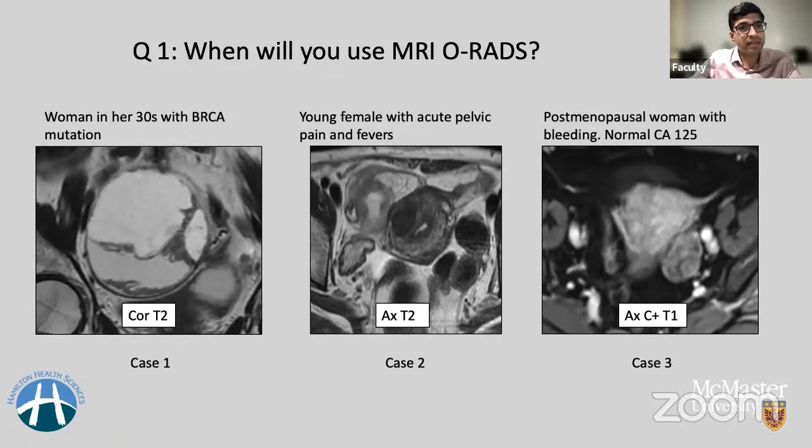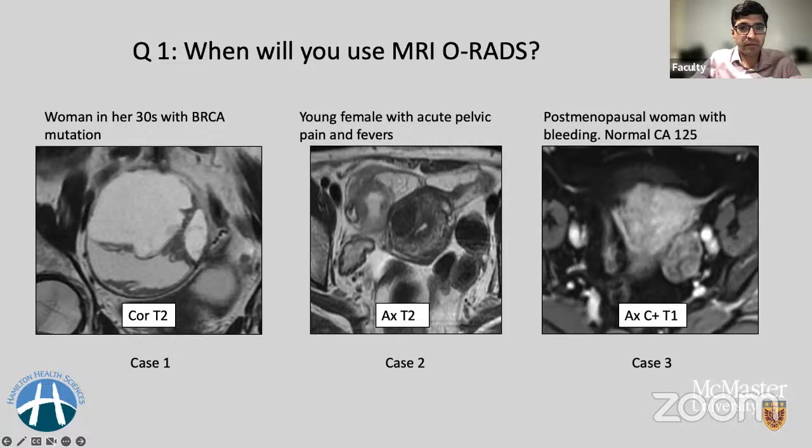So the first question is, when will you use MRI O-RADS? Case number one here on the left side of your screen is a woman in her 30s with BRCA mutation. You have this coronal T2-weighted imaging of the pelvis, which shows you a large multilocular cystic mass, which has multiple septations, and the septations also carry a few papillary projections.